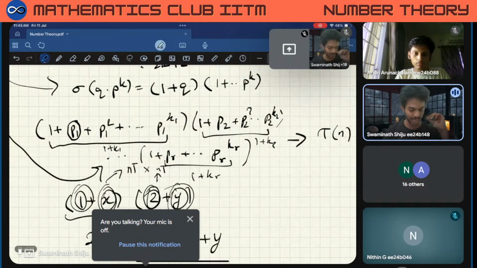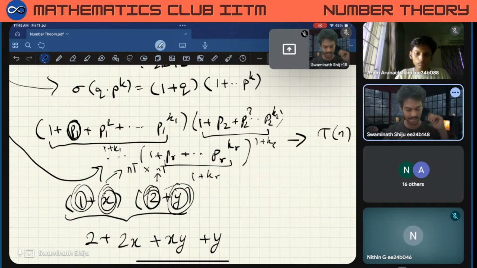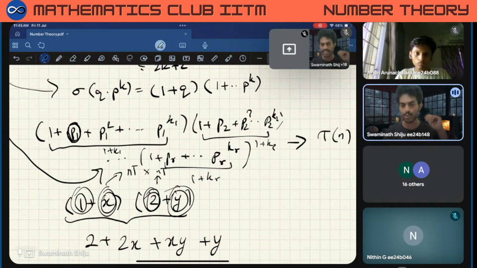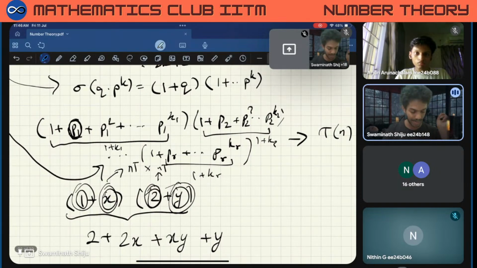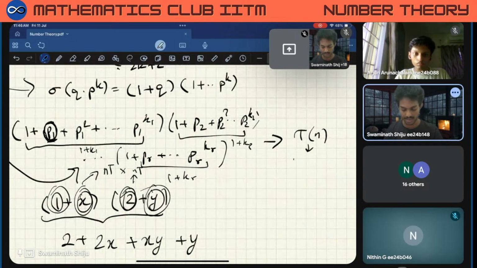Now assume I took P1 from here and then I multiplied with everything else. If I change any one of them, it will correspond to a different factor, a different divisor. Think about it once. If I hadn't taken P1 here, then I would have had P1 square or P1 cube. It's no longer the same number because everything else is co-prime. The factors obviously are unique. So we have tau n distinct terms, right?